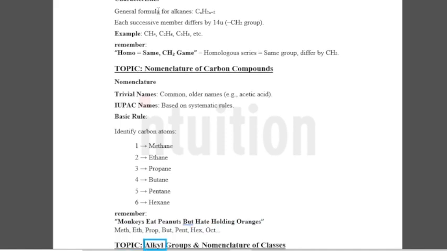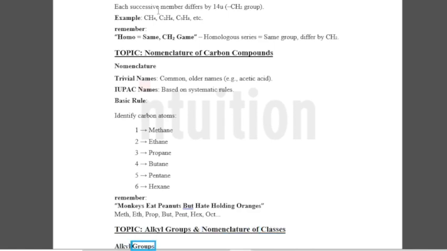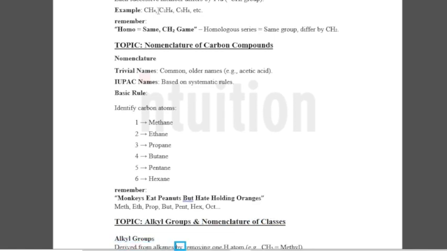Topic: Alkyl groups and nomenclature of classes. Alkyl groups are derived from alkanes by removing one H atom, e.g., CH3 is methyl.